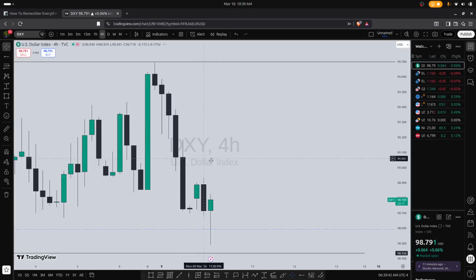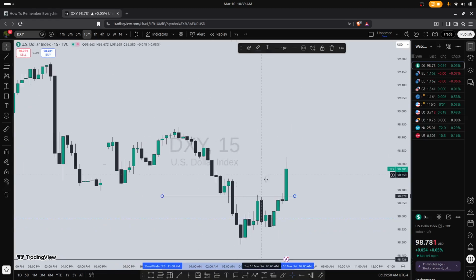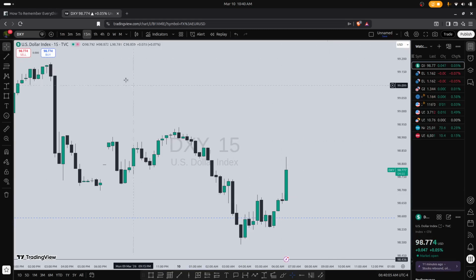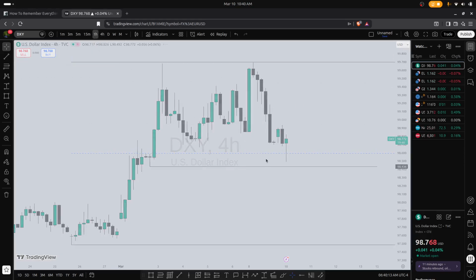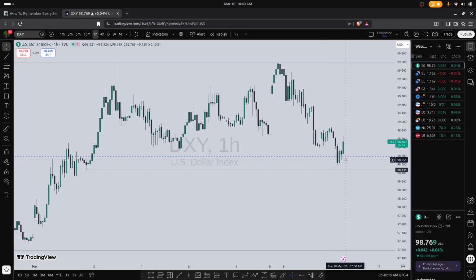I'm very sure that there are some people who have already taken this as their 4-hour CRT. So with this purge, they will take an entry here. But what you should ask yourself is, is there any key level? Has the key level been hit yet? No. So I am looking forward to price purging this low and tapping into this daily fair value gap.